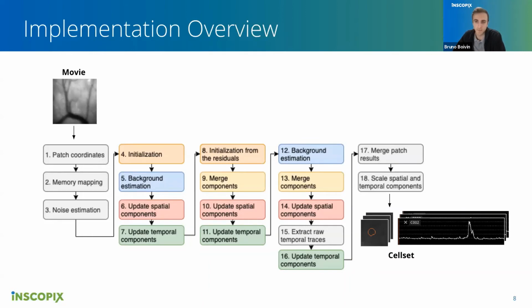So it starts with what you can think of as a guess. It takes a best guess as to where the cells might be in the movie. And then there's a number of iterations where the algorithm improves those estimations. It improves the footprints, and it also improves the temporal traces. And at the end, you get an estimation of the neural activity that's much better than what you started with.